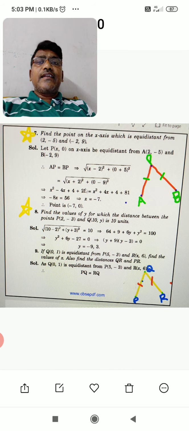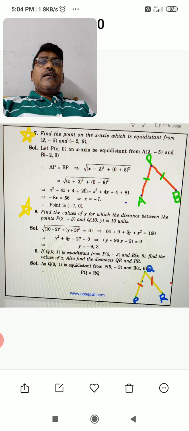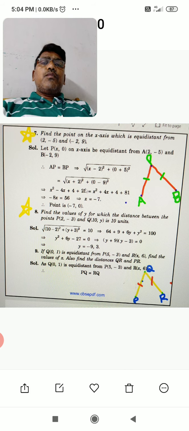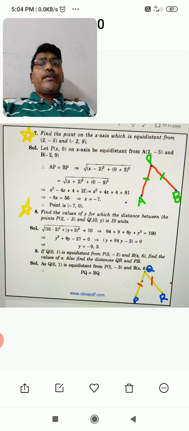BP is given in the second line. Here P is the point and B is the other point. x1 is x, y1 is 0, x2 is minus 2 and y2 is 9. We are substituting again in the distance formula, and we get square root of (x plus 2) whole square plus (0 minus 9) whole square. This becomes x plus 2, because minus of minus becomes plus. Now we are going to remove the square roots, because both are equal: AP square equals BP square.